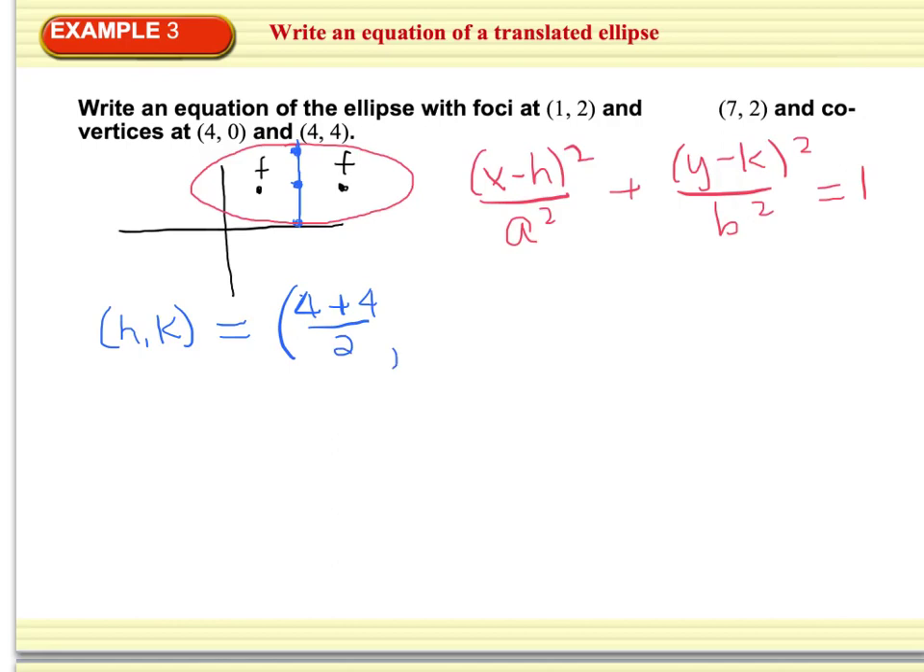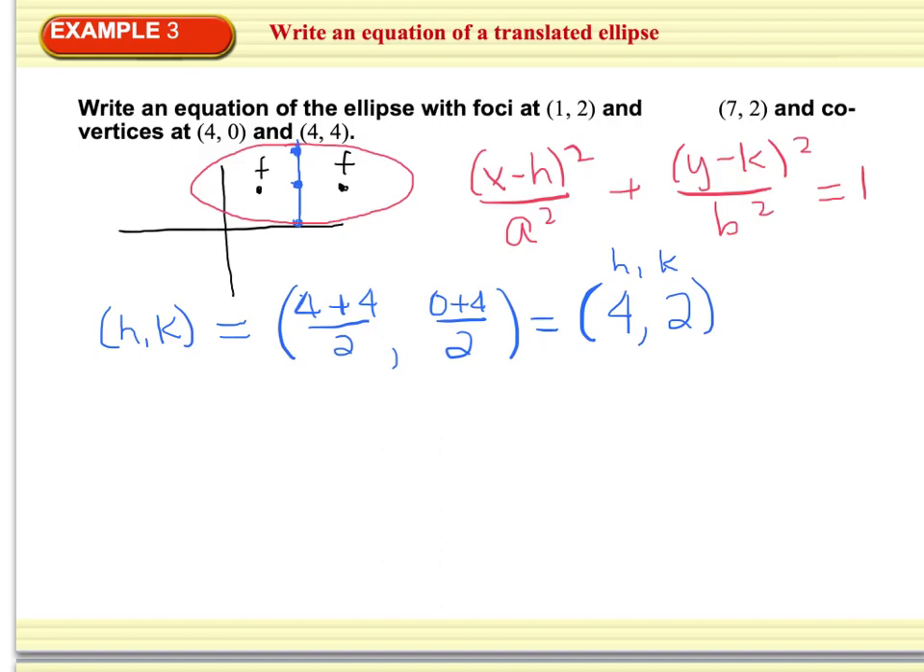And then we're going to do the same thing for the y, where we have 0 plus 4 divided by 2. So when we simplify everything, we get 8 divided by 2 is 4, and 4 divided by 2 is 2. And again, this is our h and our k, or our center.